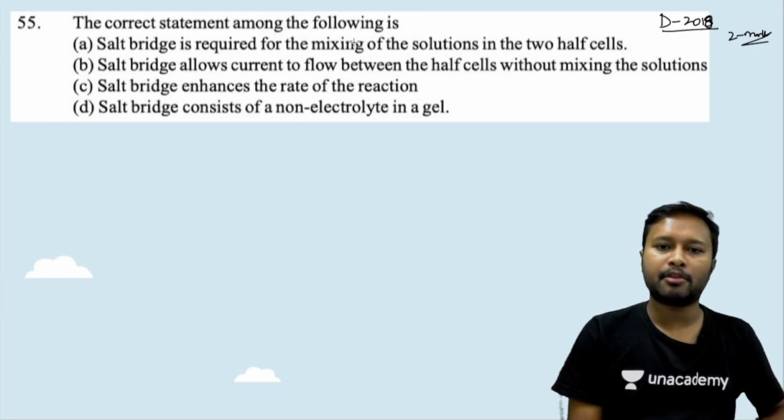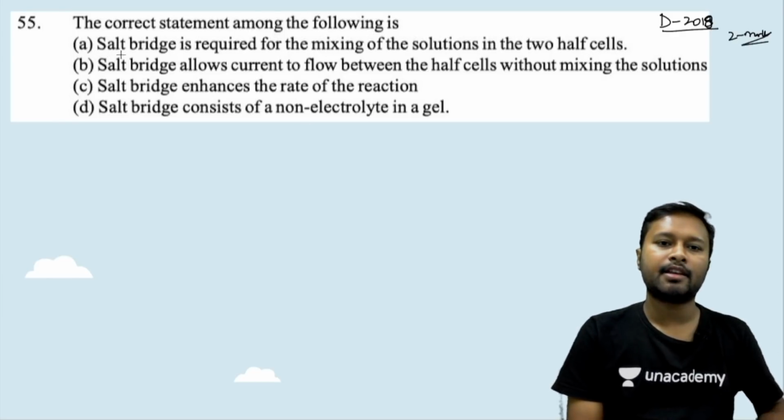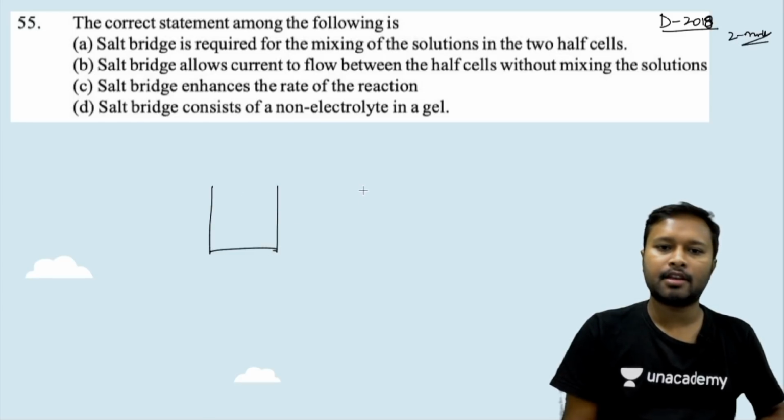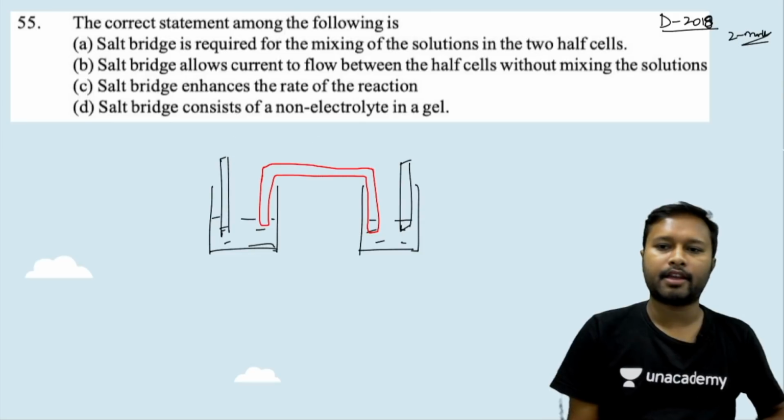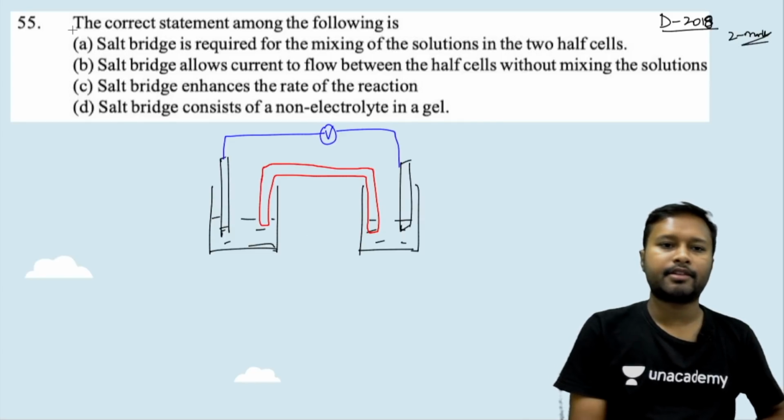It says the correct statement among the following is, the following statements are there. First says that salt bridge is required for the mixing of solution of the two half cells. Is it so? Do the two solutions mix over there? You know that the two half cells are over here like this. Respective electrodes are kept inside the solutions. And you know that the salt bridge is formed like this, right? You might remember the diagram of it. And then the cell is made like this. So fine, basically the first statement is not correct.